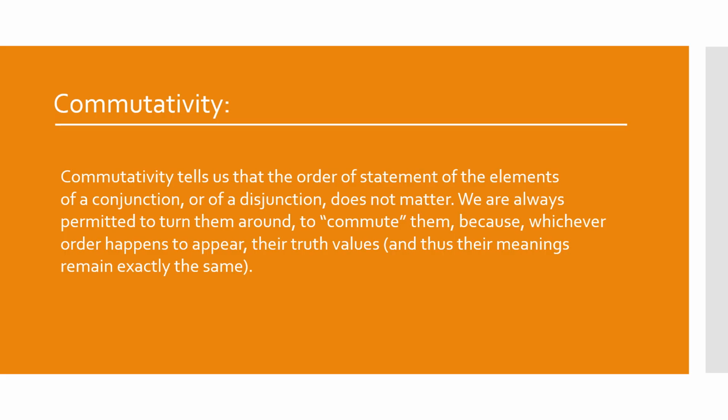The next rule of replacement we're going to look at is called commutativity, and this is abbreviated with just COM. Commutativity tells us that the order of the elements of a conjunction or a disjunction simply doesn't matter. We're always permitted to simply swap the terms around, or what we call to commute them, because whichever order happens to appear, their truth values and thus their meanings will remain exactly the same.